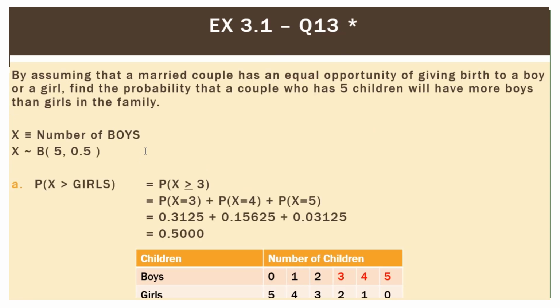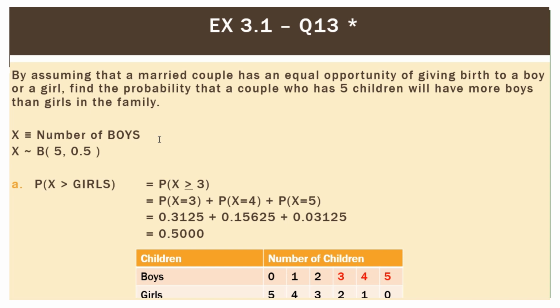Okay, moving on. By assuming that a married couple has an equal opportunity of giving birth to a boy and girl, the moment you see equal opportunity, it is half and half. So the probability that you're looking for here is 0.5. Find the probability that a couple who has 5 children, your n is 5, will have more boys than girls in the family. So your event will be number of boys, because you're looking for the number of boys. So more boys than girls.